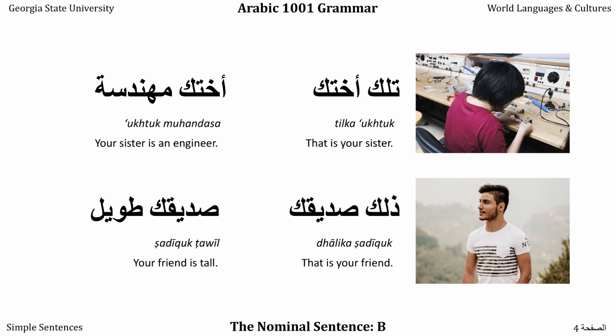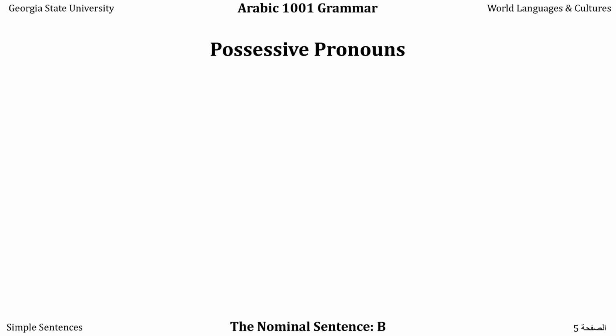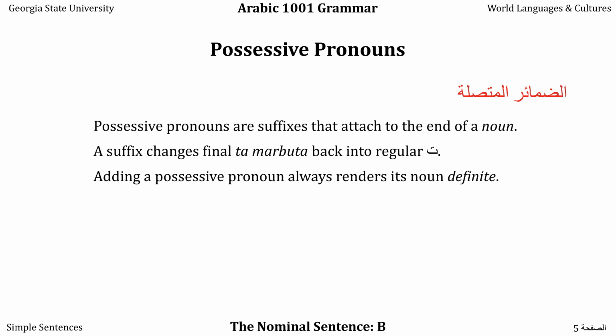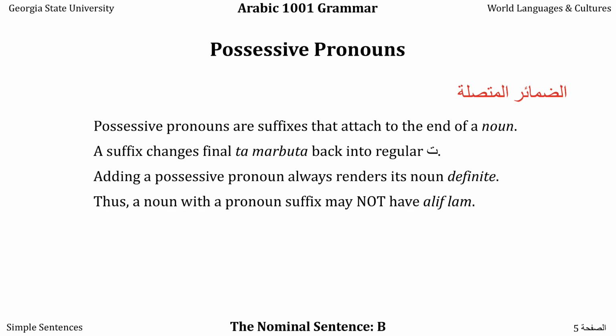So let's talk about possessive pronouns, الضمائر المتصلة, which are a huge part of Arabic. Possessive pronouns are suffixes that attach to the end of a noun. They cannot attach to the end of an adjective nor a verb, but they can attach to a preposition, as we'll see. Adding a suffix changes final ta marbuta back into regular old ta. Adding a possessive pronoun suffix always renders its noun definite. Since the noun is already definite because of the pronoun suffix, the noun cannot have alif lam.